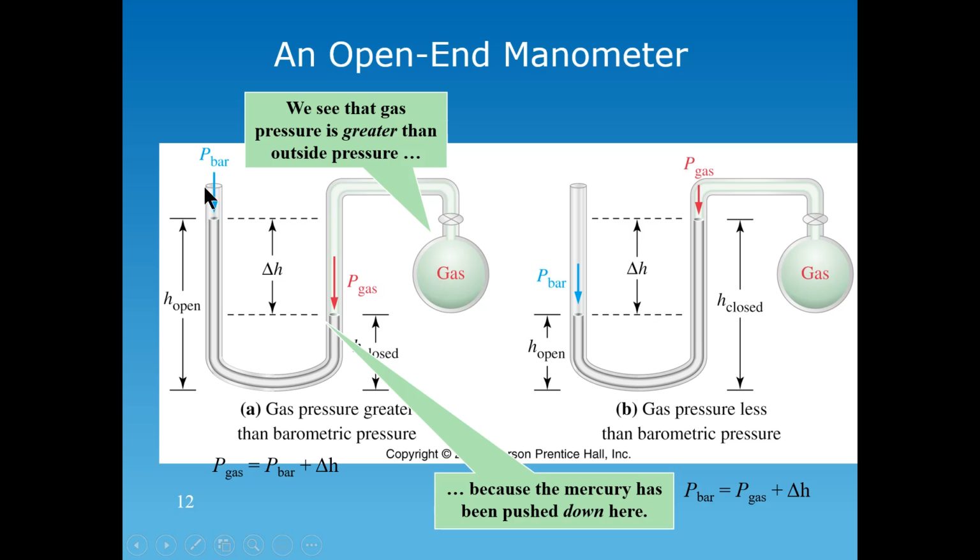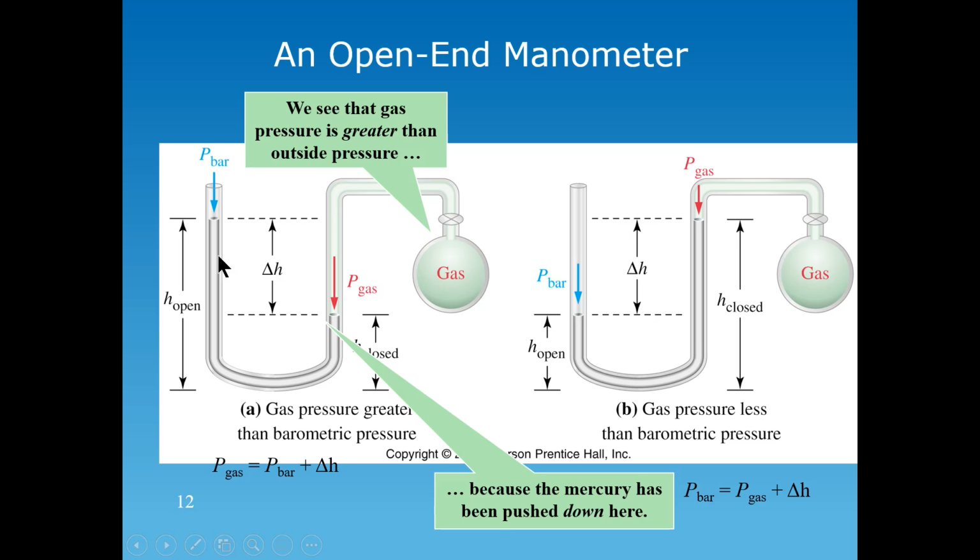So basically, that end is open. The other end is still attached to the container, which has a gas. So in this particular situation, you have to take into account the fact that the barometric pressure, which is the same thing as the atmospheric pressure, will be acting on the surface of the mercury that is exposed to the open end, right?